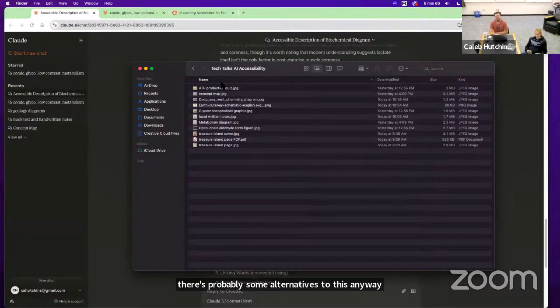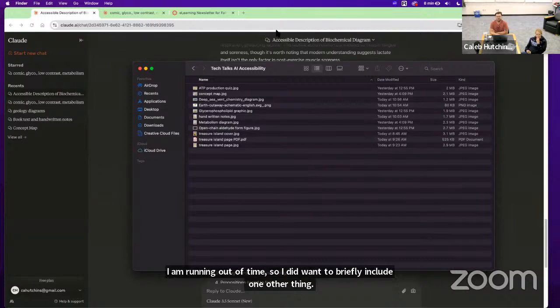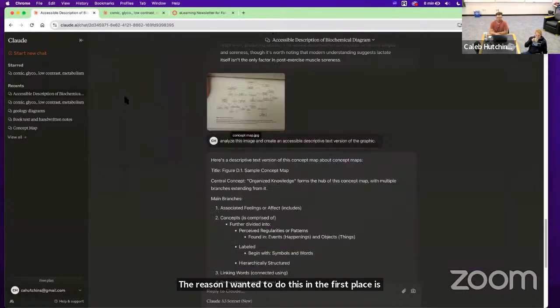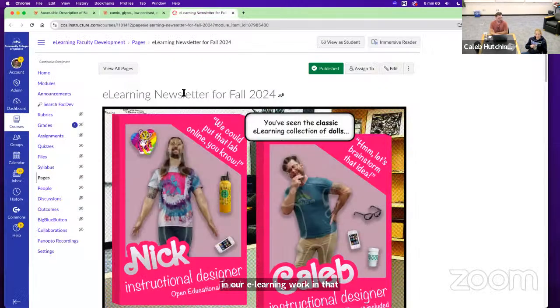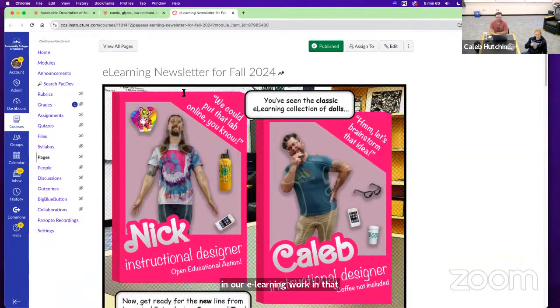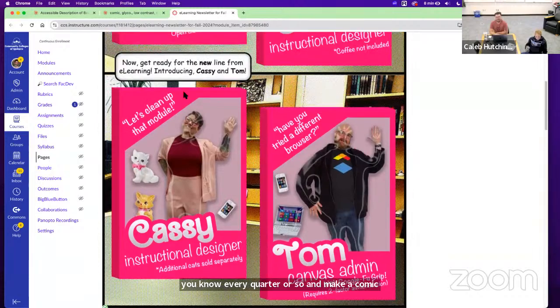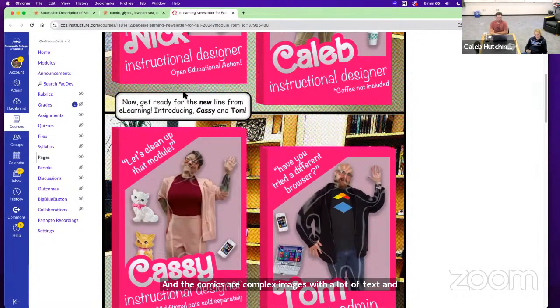But I am running out of time, so I did want to briefly include one other thing. The reason I wanted to do this in the first place is because I've been using this technique in our e-learning work. Every quarter or so I make a comic, and the comics are complex images with a lot of text and a lot of content, and making alt text for this is really difficult.